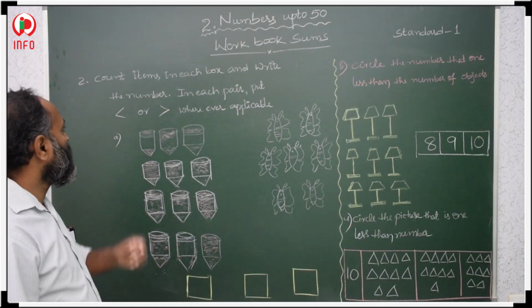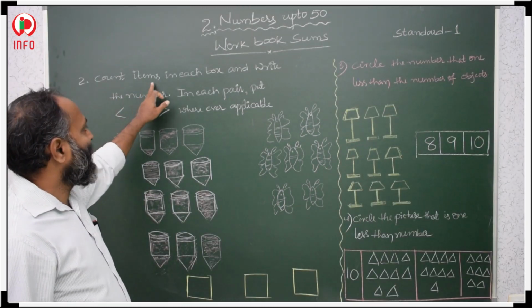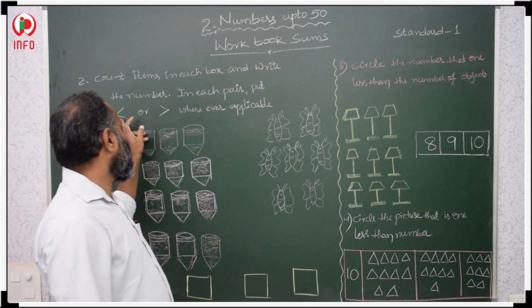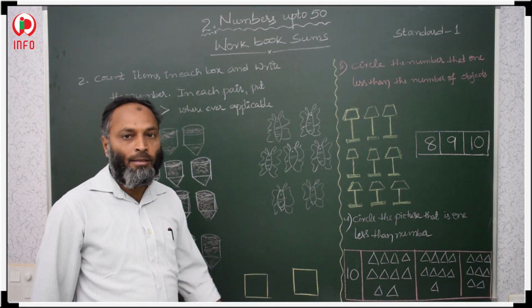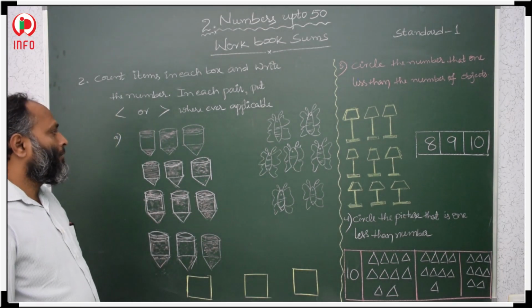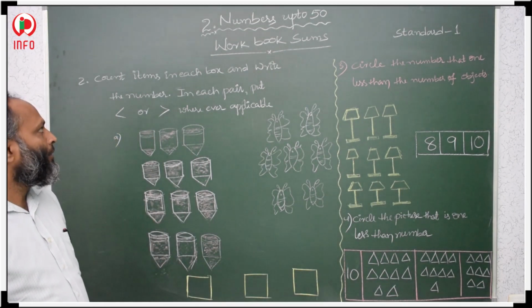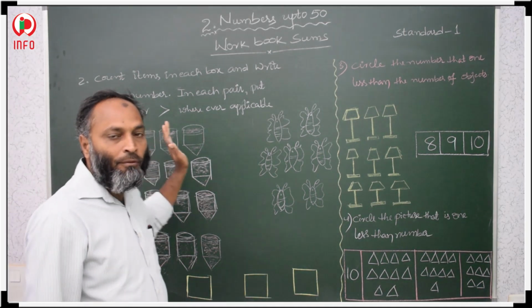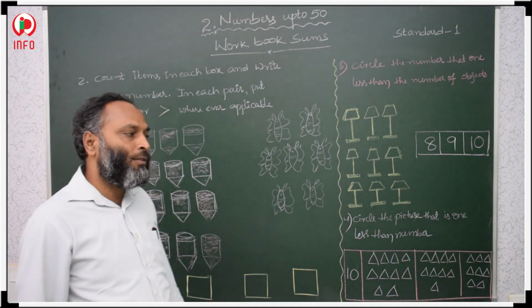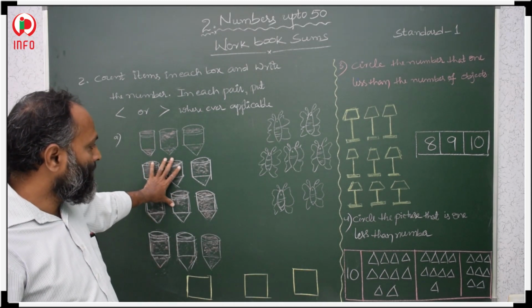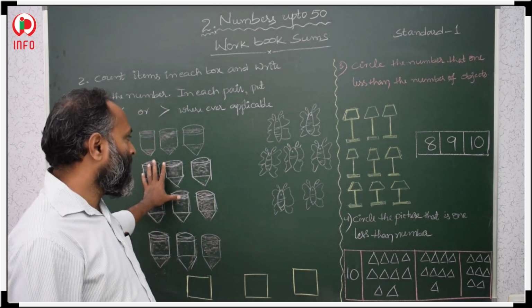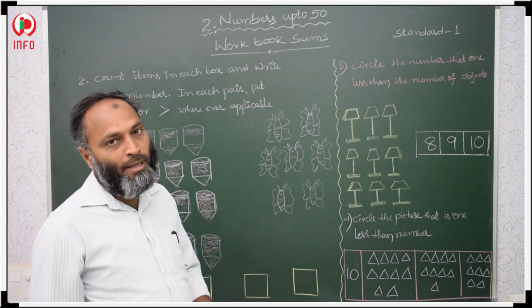Okay? Yes, now students, here count items in each of the boxes and write the number in each pair. Put less than or greater than, wherever applicable. Here, whatever items are given, we have to count them first. In the first group, pencils are given. In the second group, butterflies are given. First, we have to count pencils. How many pencils are there?